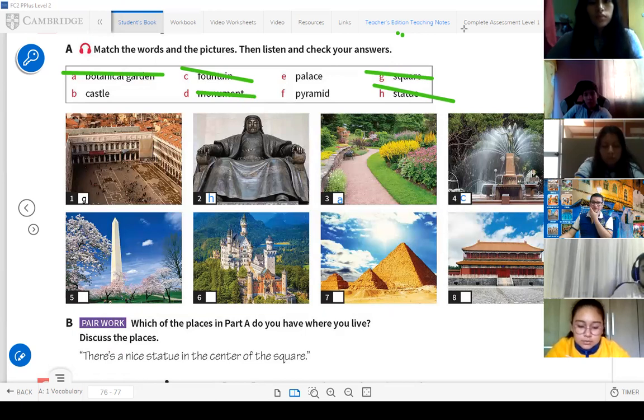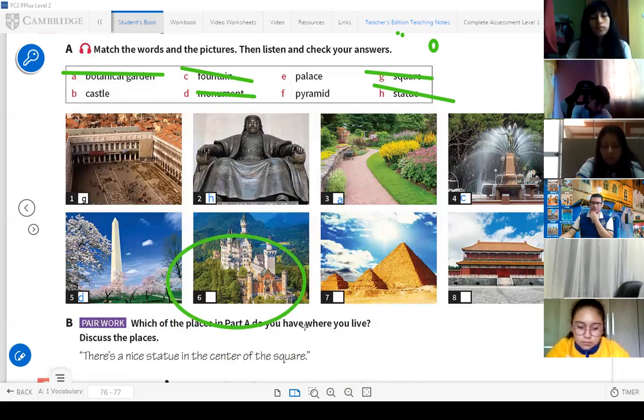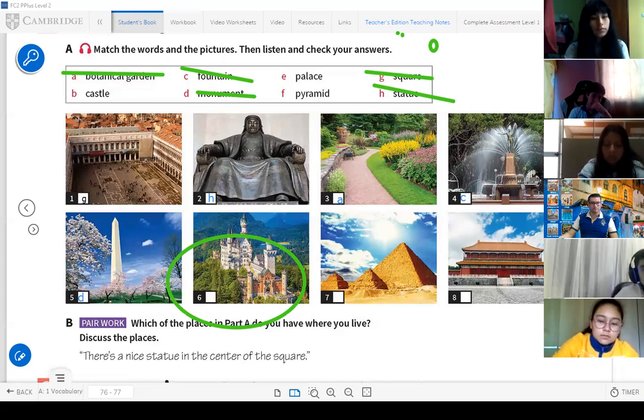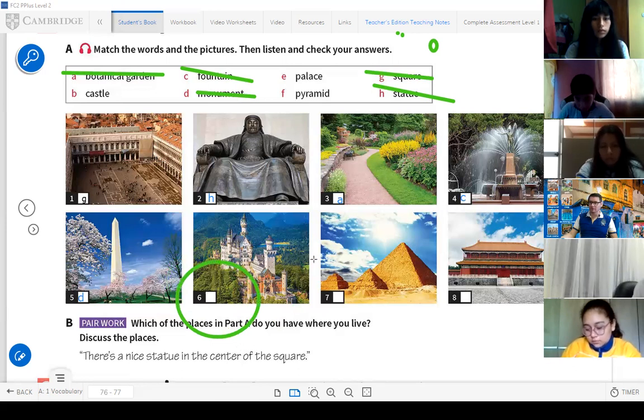What about number six? What do you think? What should be the answer? Number six. You don't know? You have here three options. Is it castle, palace, or pyramid? B is castle. Okay, very good, Nicole. Now please label the answer. Yeah, it's castle.